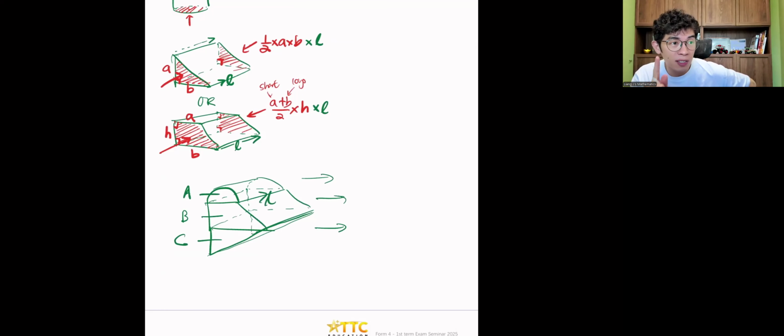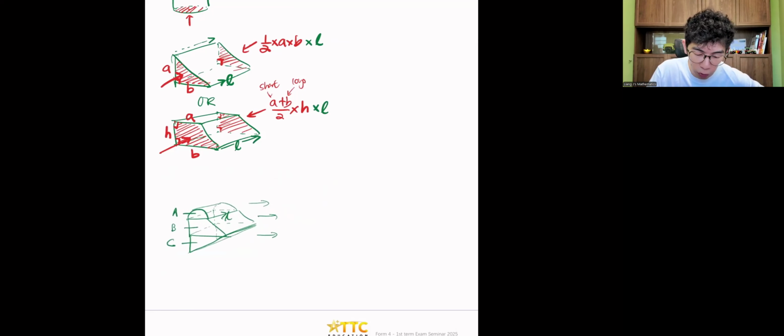So that's why when you get cross-sectional volume, it's simple. You can do it in split seconds. You don't have to waste your time. Okay, so that's the trick.